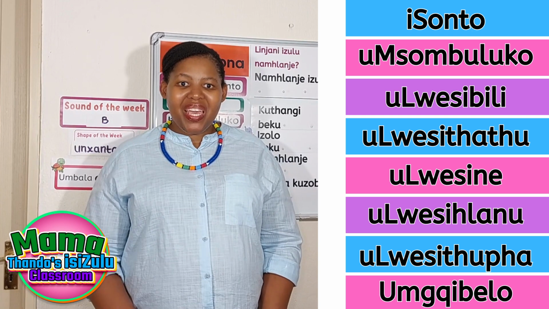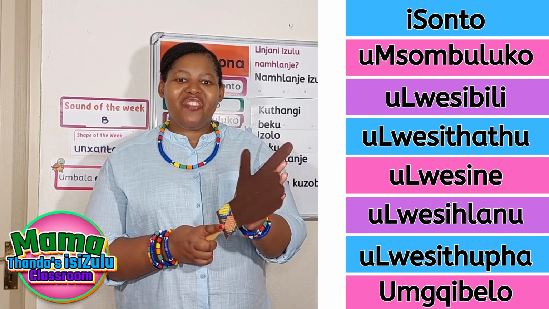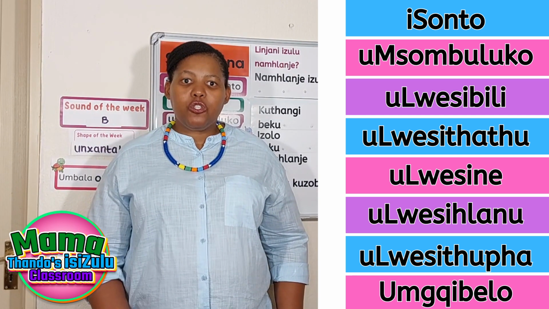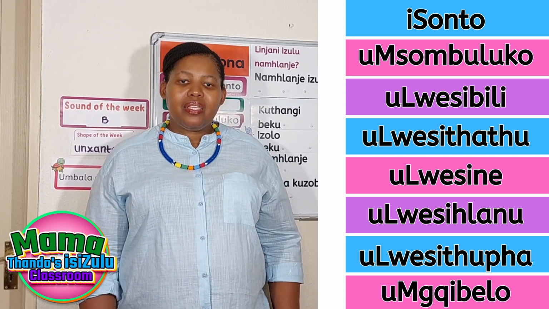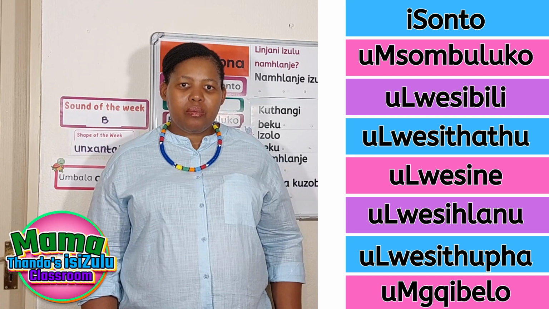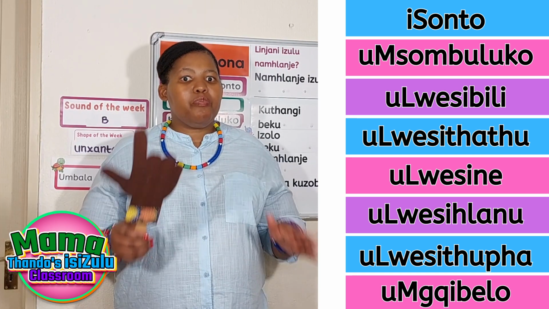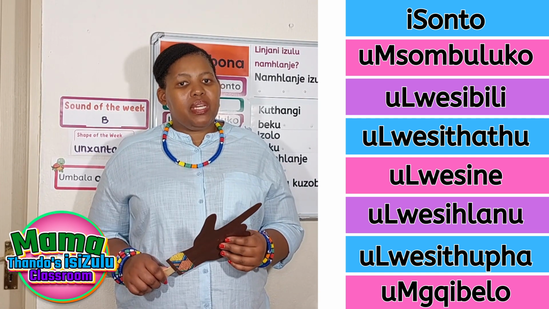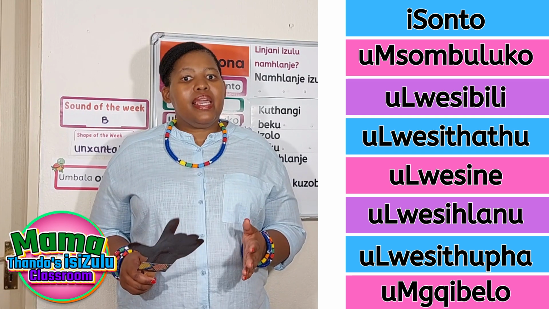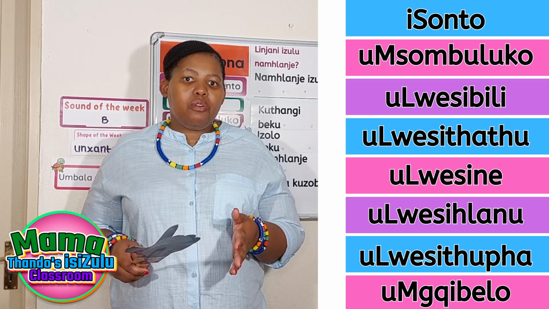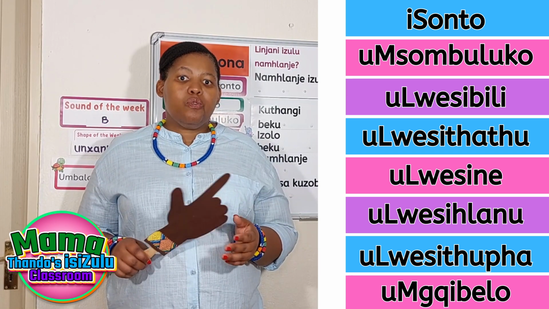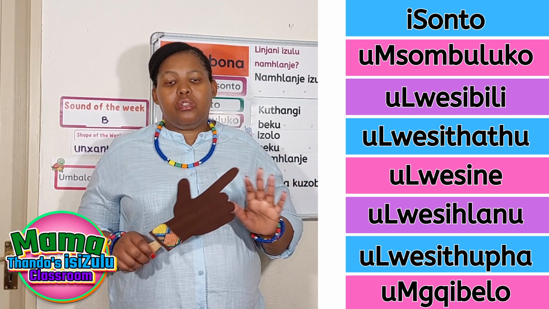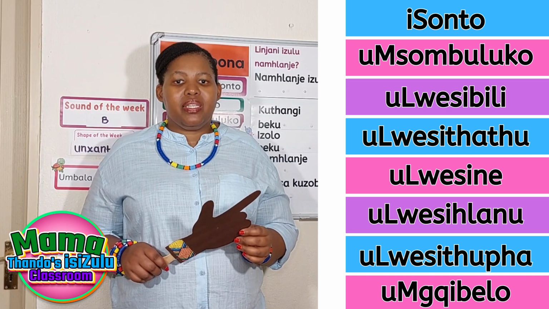Did you say uMgqibelo? Yebo mngani, you're right. uMgqibelo. The M is supposed to be uppercase. It's supposed to be a capital letter. Every time we write the days of the week, if the day of the week is at the beginning of a sentence, then the first vowel will be a capital letter, an uppercase. And then also the second letter, which is a consonant, will also be a capital letter, an uppercase. And then the rest of the word is lowercase, small letters.